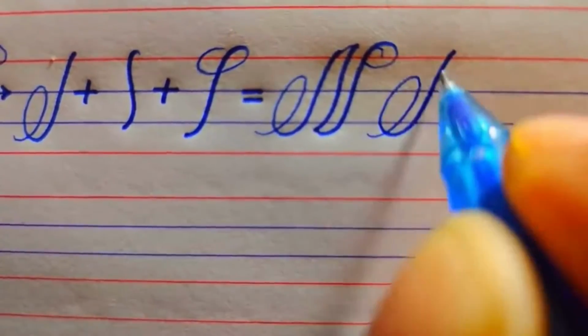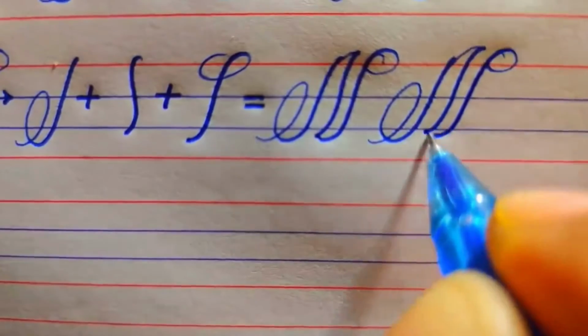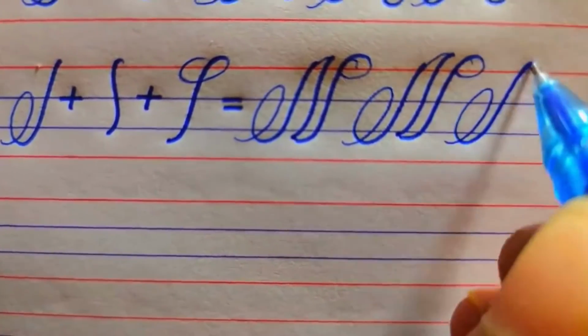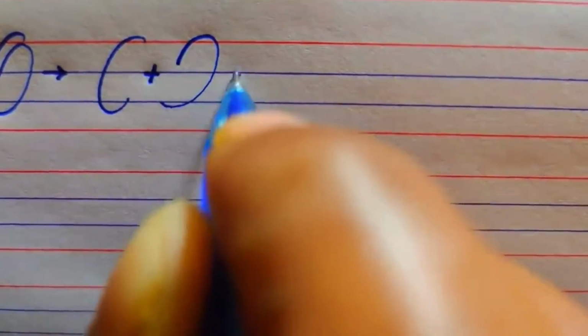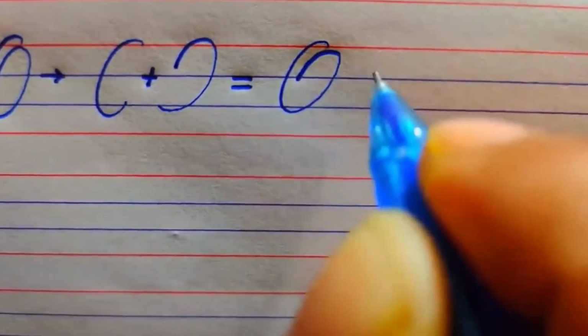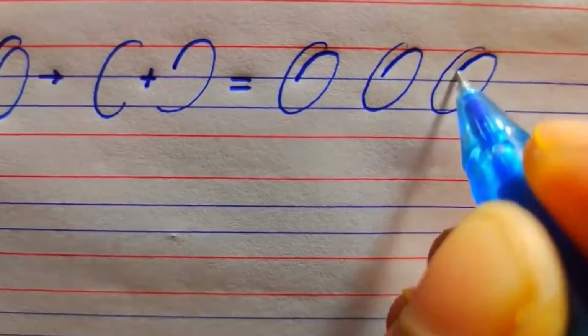N. Now turn O. Here is the first word of O and the second one is equal to O.